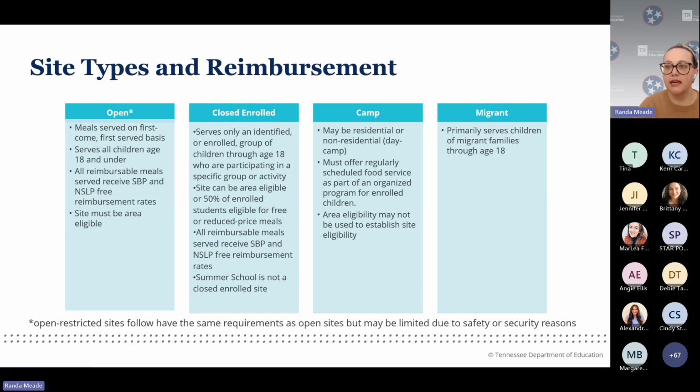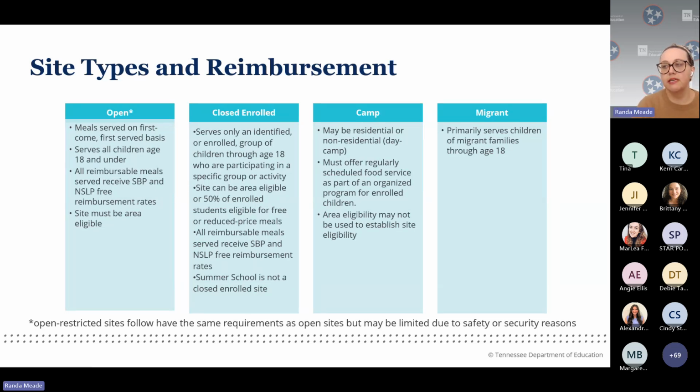For closed enrolled sites, it serves only an identified or enrolled group of children through age 18 who are participating in a specific group or activity. The site can be area eligible, or 50% of those enrolled students can be eligible for free or reduced price meals. All reimbursable meals served receive the school breakfast program and national school lunch program free reimbursement rates. Academic Center School is not a closed enrolled site.